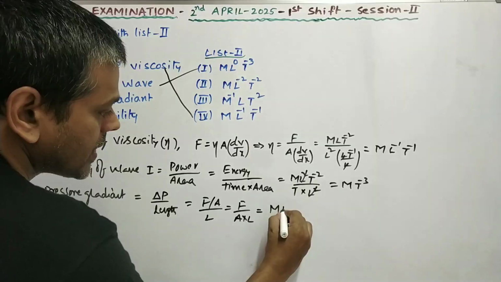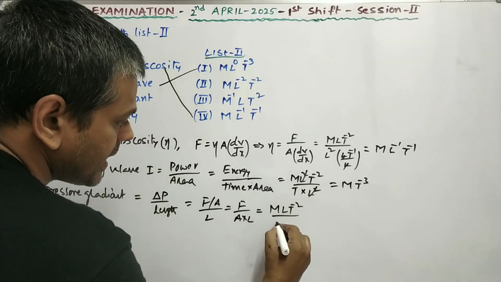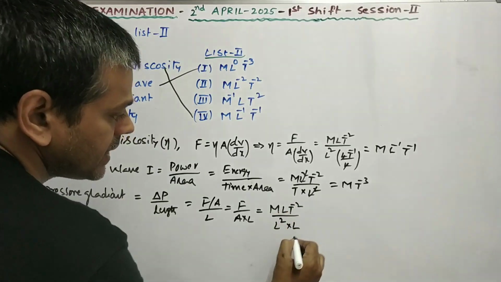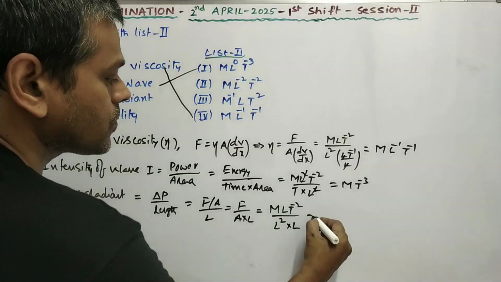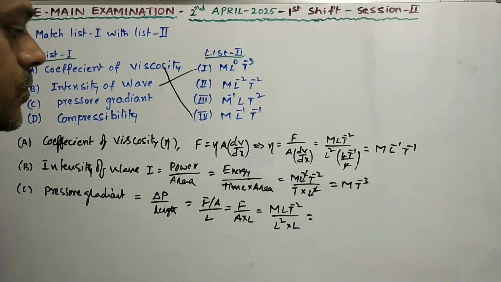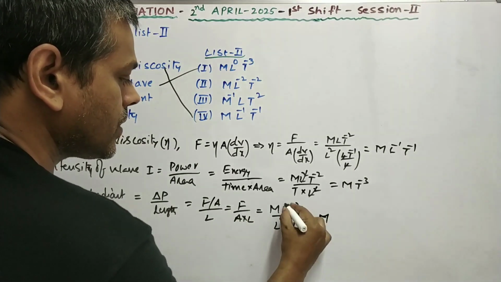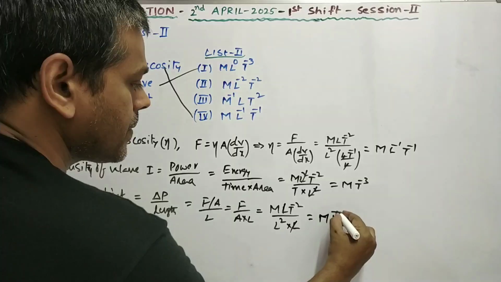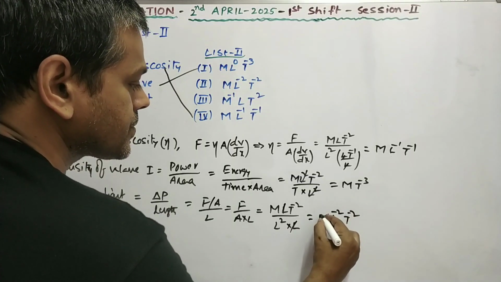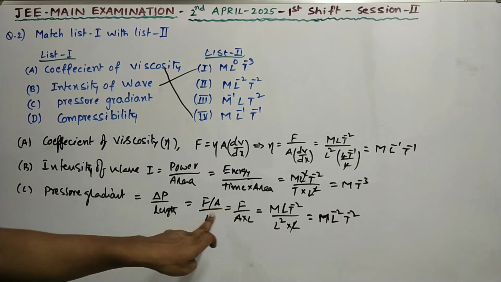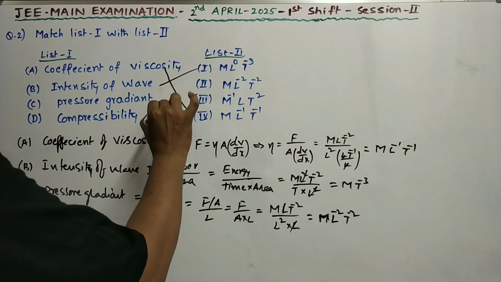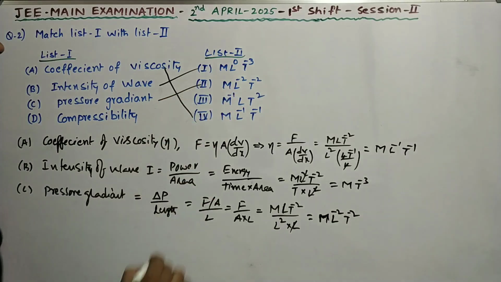So F is M L T power minus 2, divided by area L square into length. L is cancelled, so it gives M L power minus 2 T power minus 2. This is the dimension formula of pressure gradient. So pressure gradient is M L power minus 2 T power minus 2.